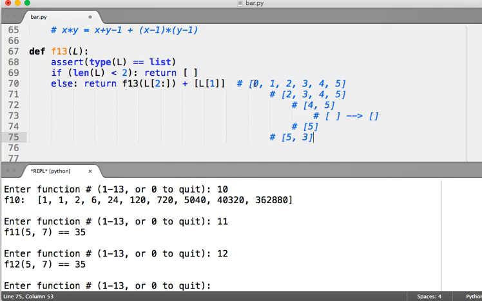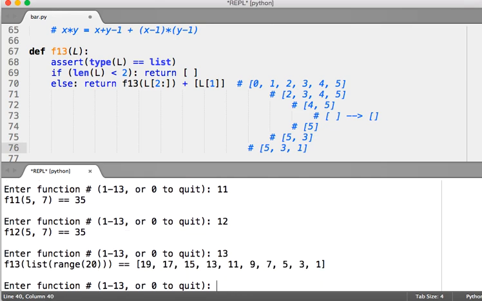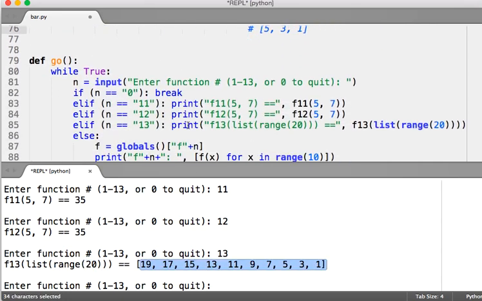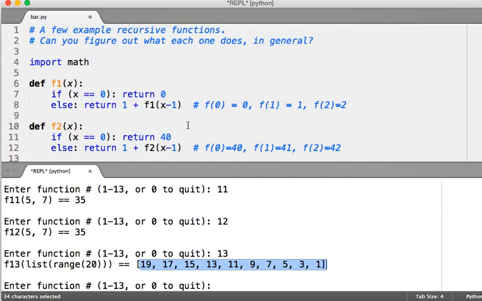And now we're out one more level. We're at this level. It recursed here to give the 5, 3, and it added on the second element, which is 1. And now we see what's going on. We're getting every other element coming backwards in reverse. So when we do f13, indeed, that's exactly what we got. Every other element, because this did range of 20, 0 to 19, and we got every other element coming down in reverse. So that's all the functions here.